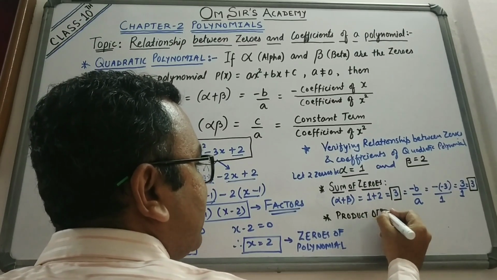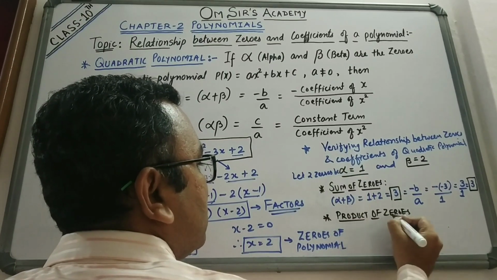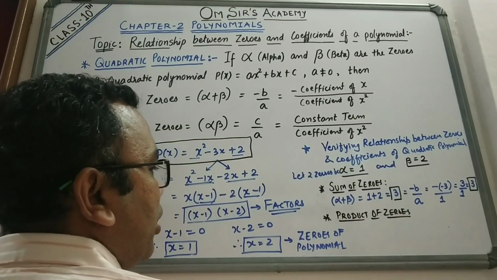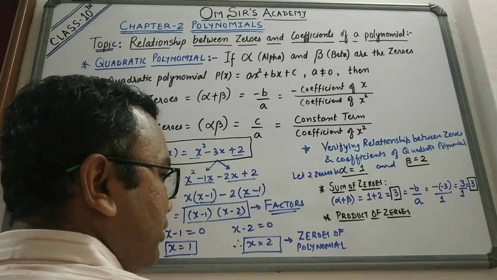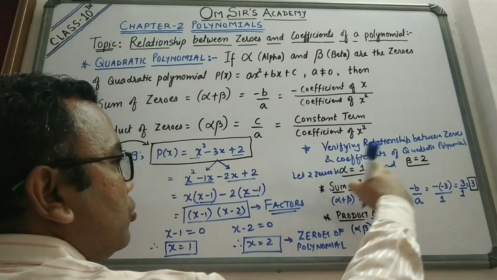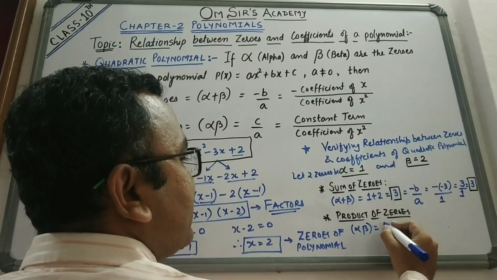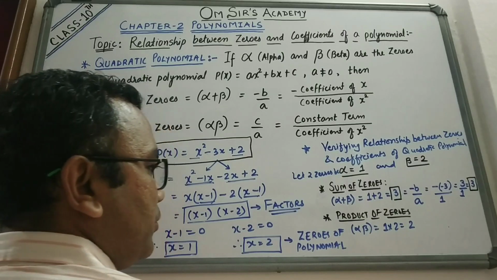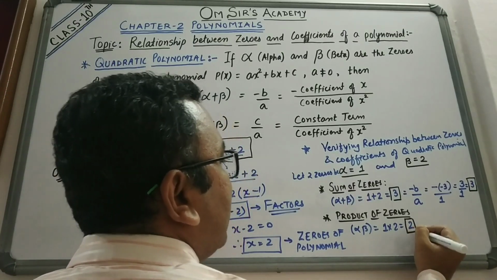So the product of zeros is the multiplication of zeros. So what will be the multiplication of zeros? Alpha into beta, right? So multiply both. What is my alpha? 1, into beta, which is 2. So 1 into 2 is 2. Is it clear? So my answer for the product of zeros is 2.